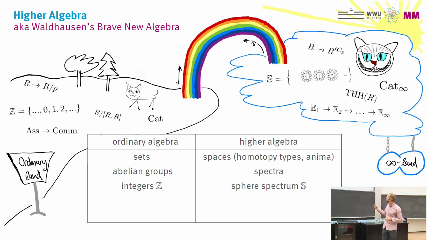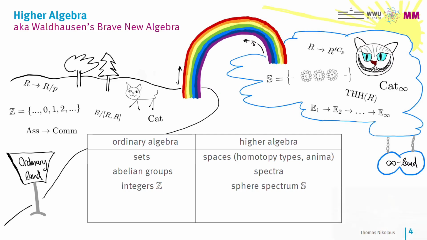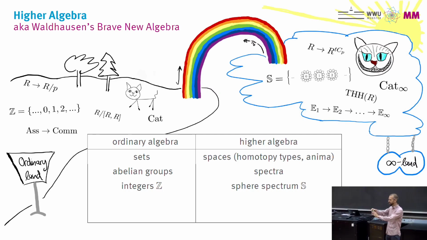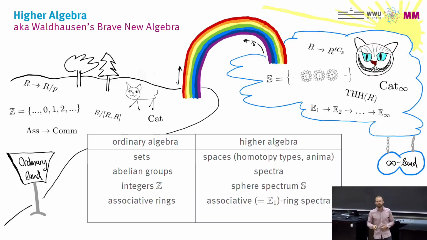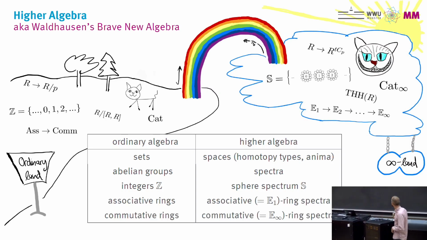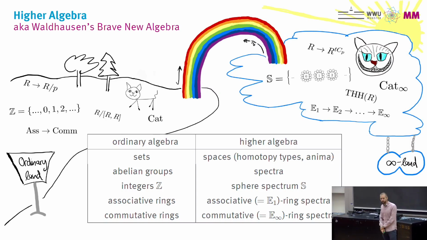For those of you who don't know what the sphere spectrum is, the way I think about it is that while the integers are just a discrete collection of points, the sphere consists of wobbly points. Every point has this fluffy nilpotent neighborhood, or a lot of self-symmetries, self-maps. That's how I drew the sphere right here in infinity land. And then the concept of an associative ring gets replaced by an associative or E1 ring spectrum, and the concept of a commutative ring gets replaced by a commutative or E-infinity ring spectrum.